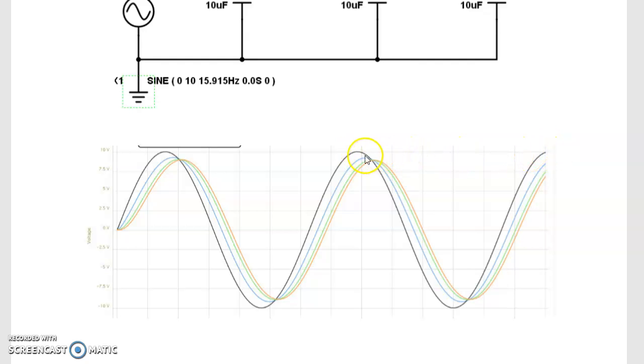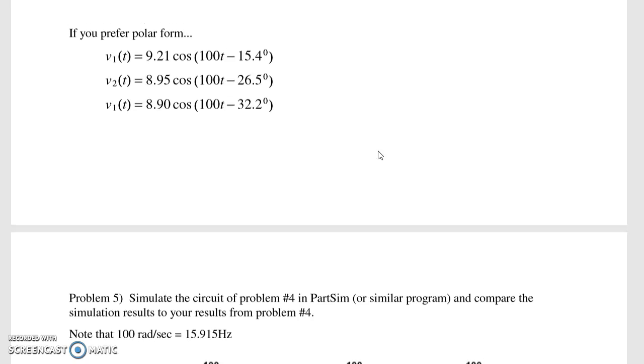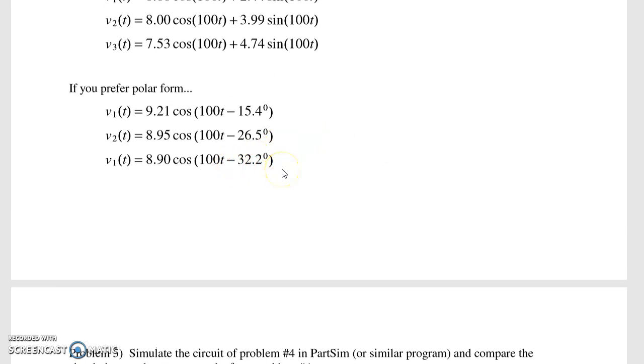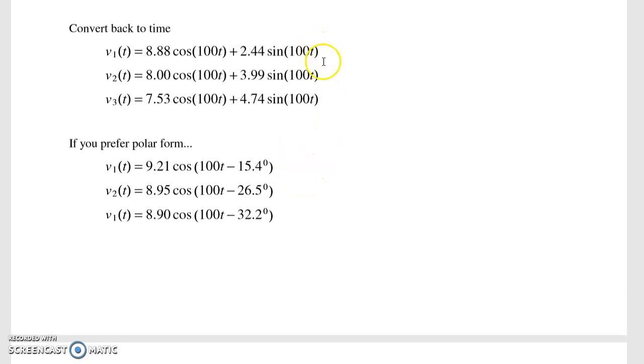One cycle is 360 degrees. Here's half a cycle, 180, 90 degrees. The orange line is delayed by 32 degrees, which is what you see here. So in lab, you typically get the polar form. In calculations, I tend to use rectangular form. They're both equivalent, so pick your favorite.